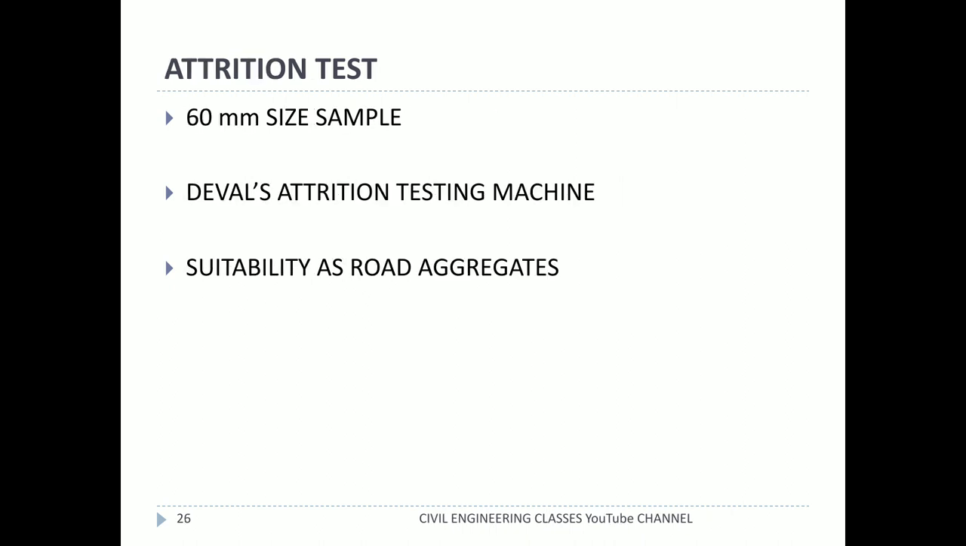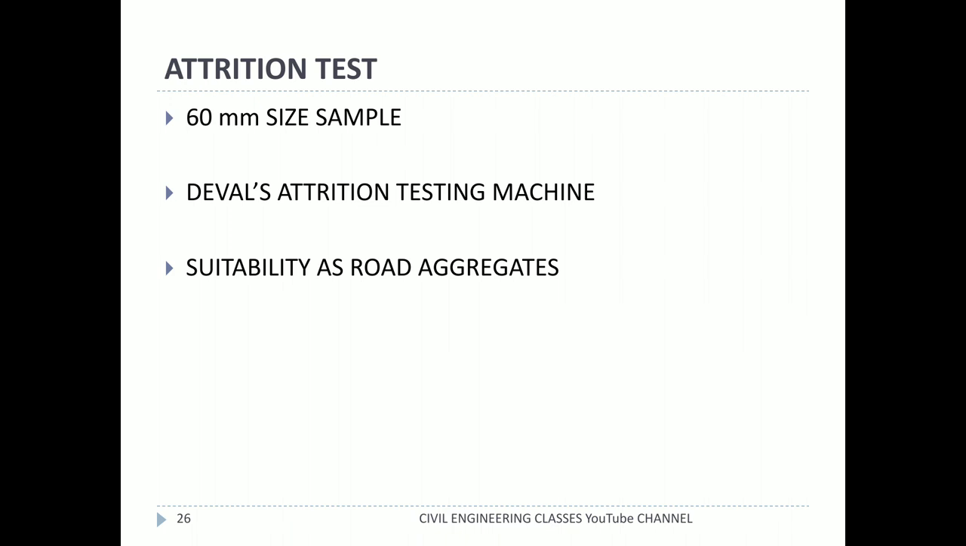The next test is the attrition test. For this we have to take a stone sample of about 60 mm size. It is tested in Deval's attrition testing machine. This test is basically for finding the suitability of the particular stone for road construction. The result of this test will indicate the resisting power of the stone against the grinding action under traffic.